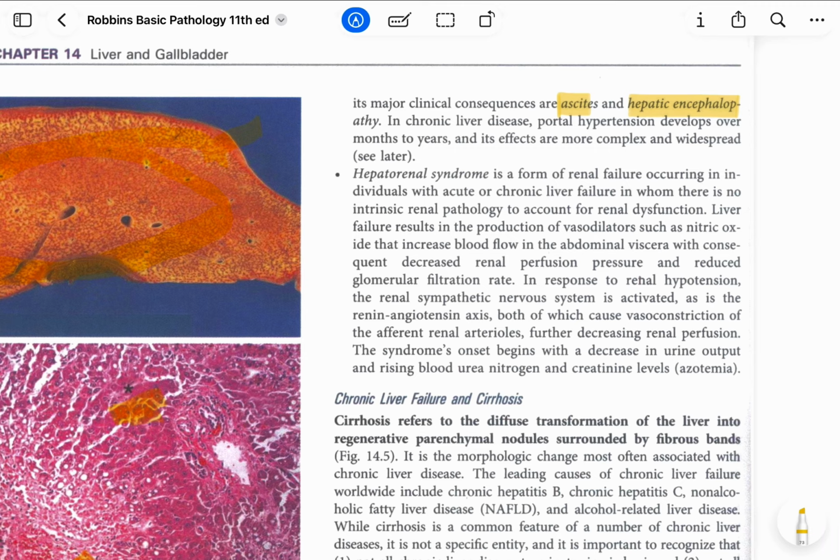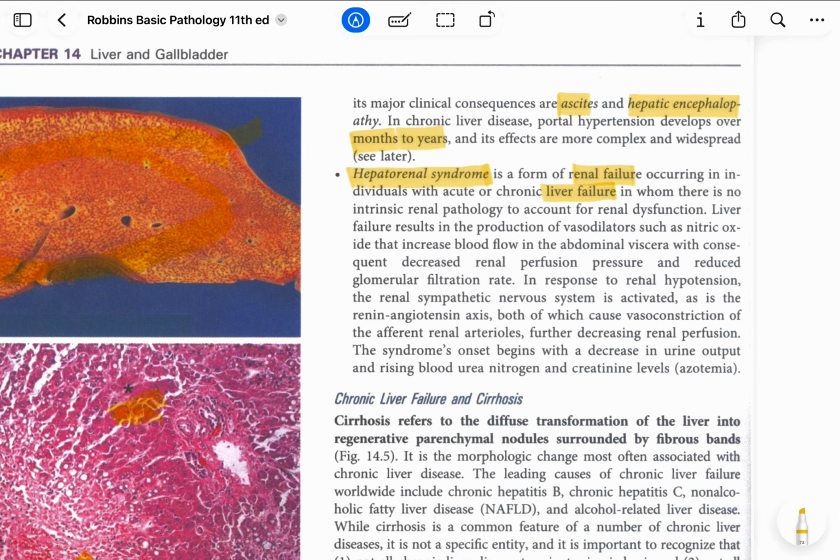In chronic liver disease, portal hypertension develops over months to years, and its effects are more complex and widespread. Next up we have hepatorenal syndrome, which is a form of renal failure occurring in individuals with acute or even chronic liver failure in whom there is no intrinsic renal pathology to account for renal dysfunction. It means it's solely happening because of liver failure.